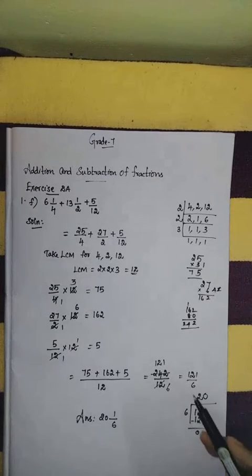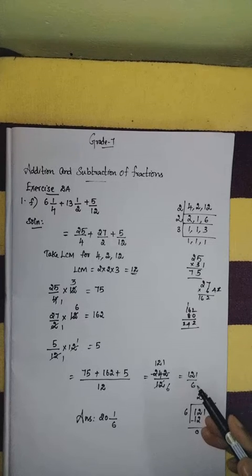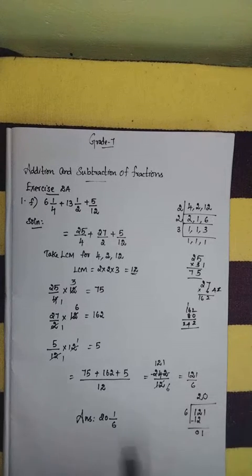So we can cancel by 2 table. 6 2s are 12. 121 by 6. Again, it is in the form of improper fraction. So convert into mixed fraction and write the answer. So this is the procedure. So I hope you all understand how to add unlike fractions, right?